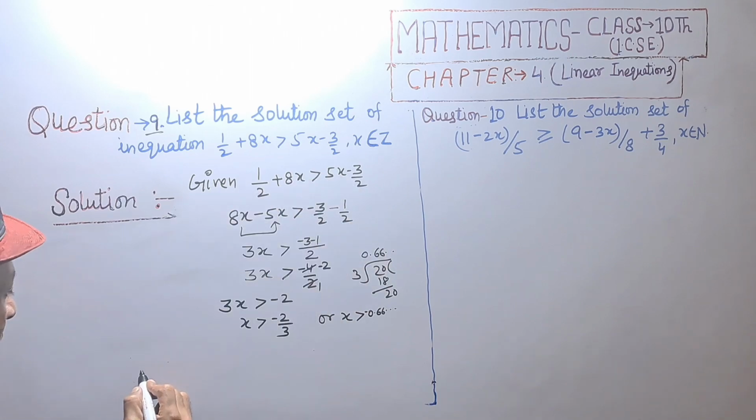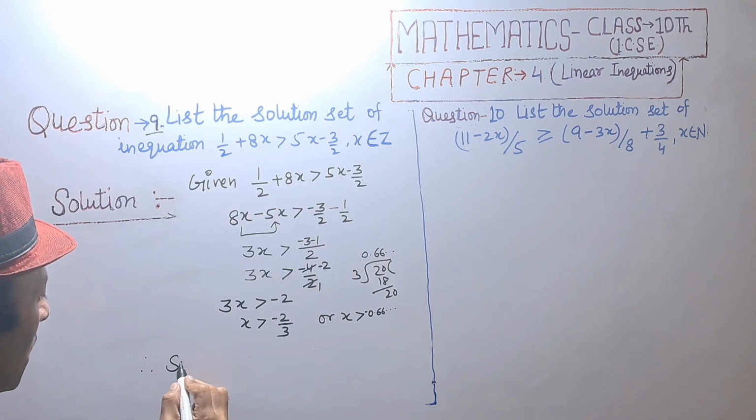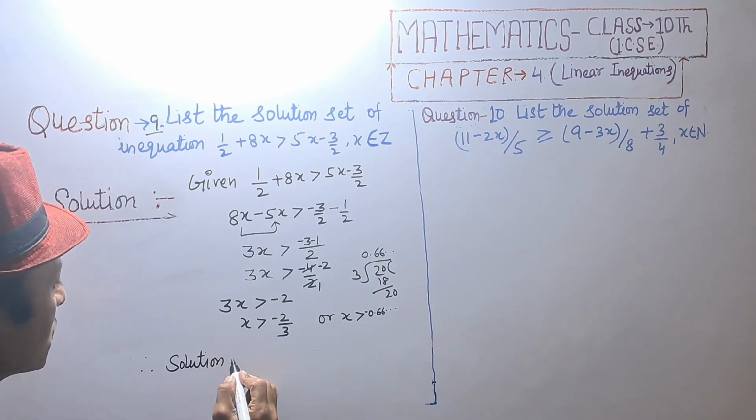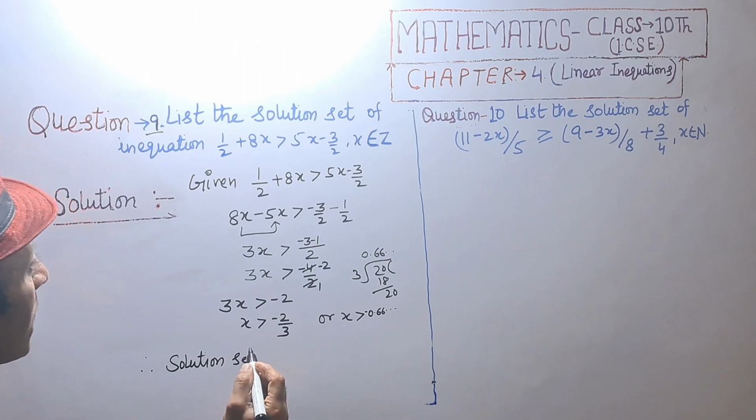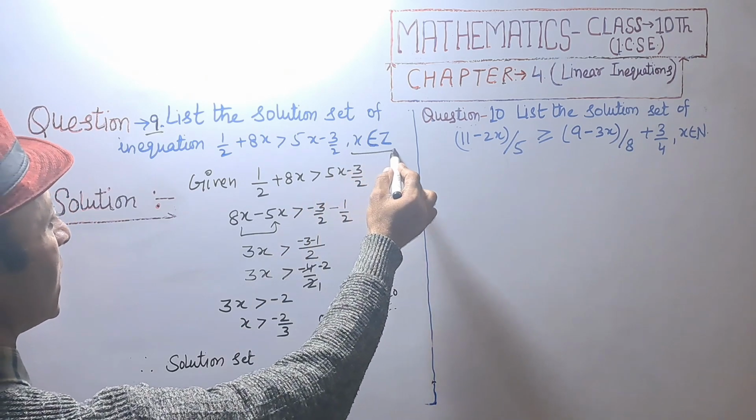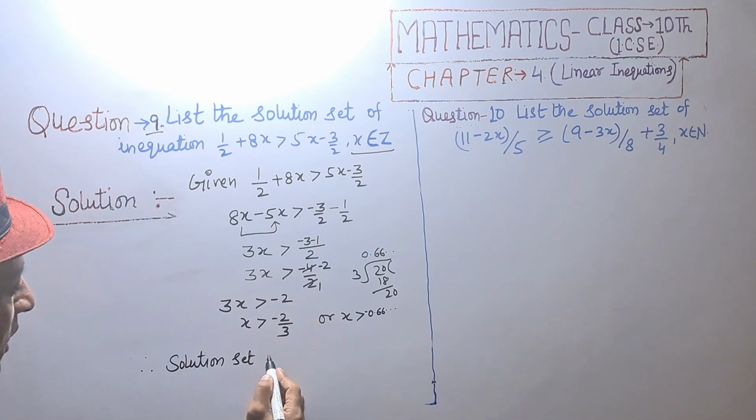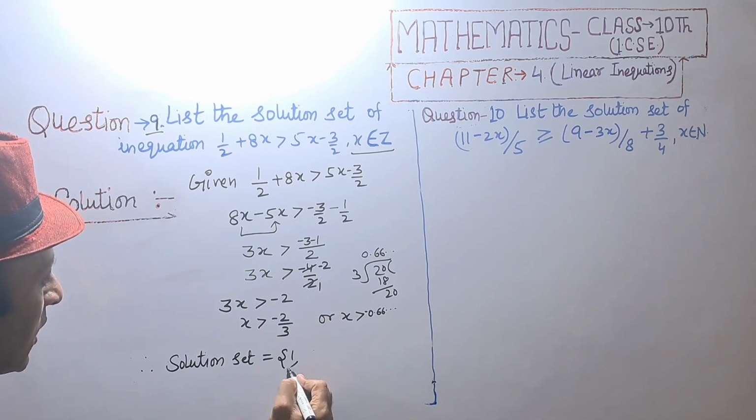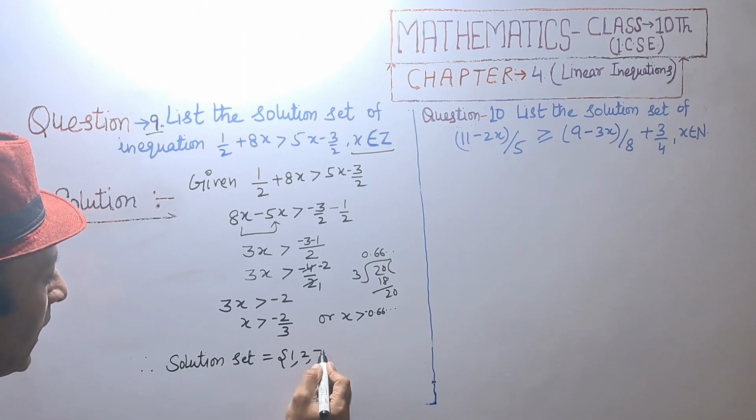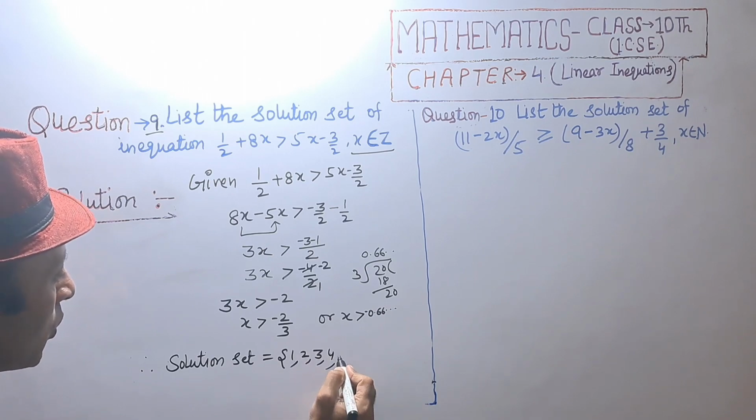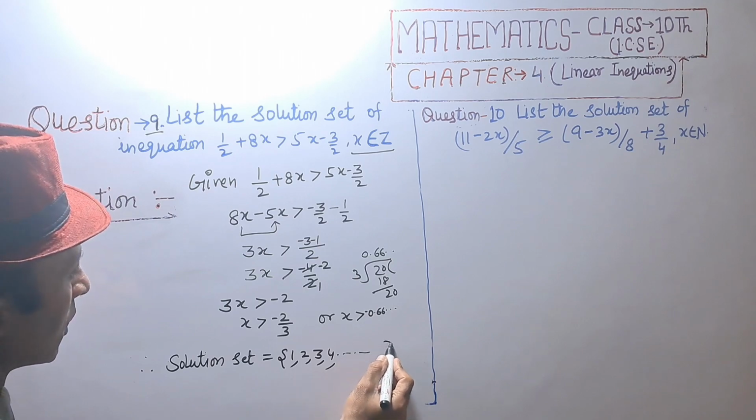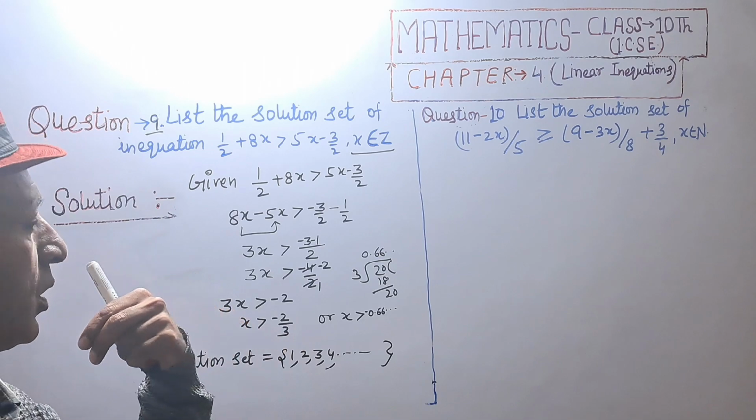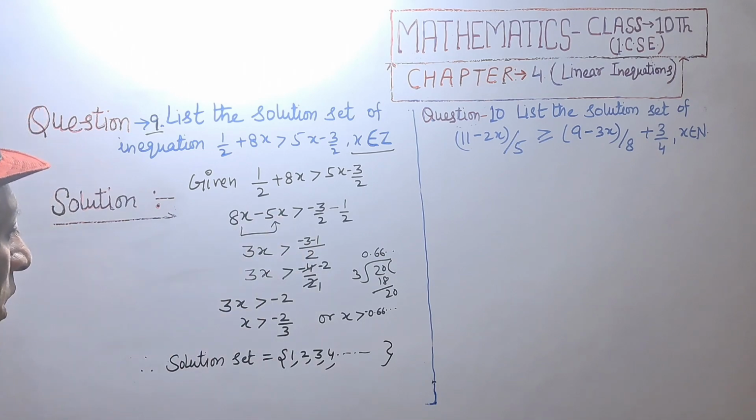So the solution set: x belongs to integers, so the solution set is equal to 0, 1, 2, 3, 4 and so on. Answer.